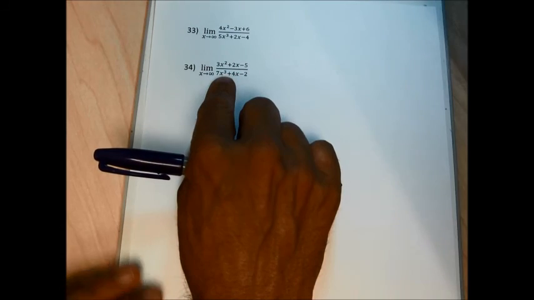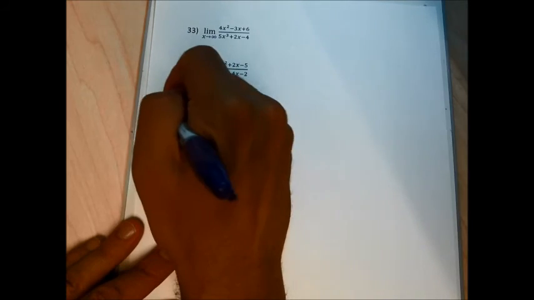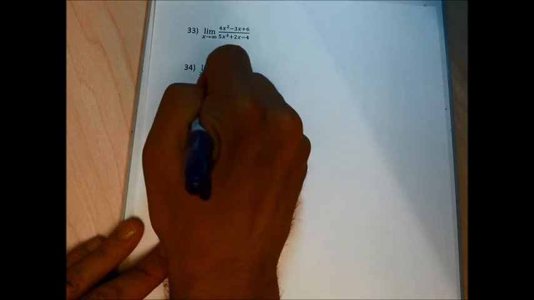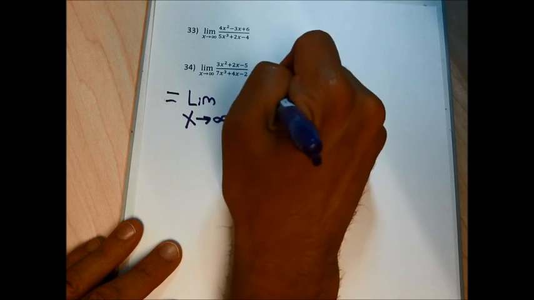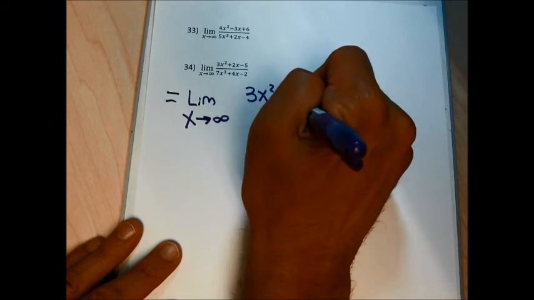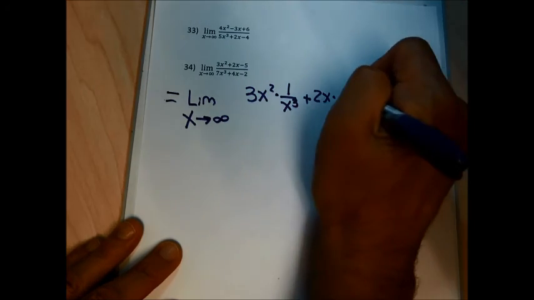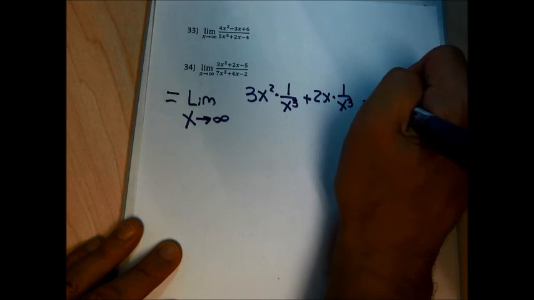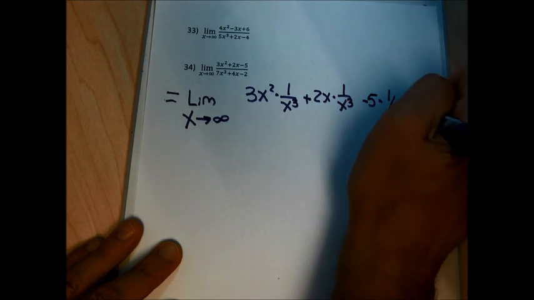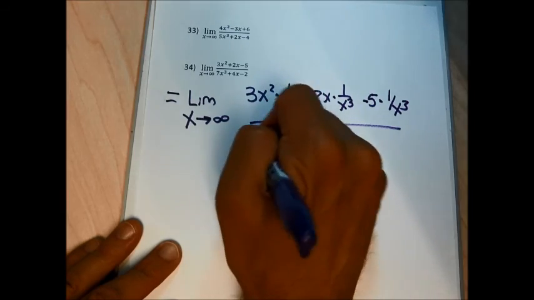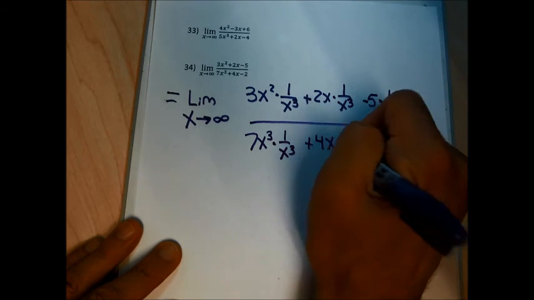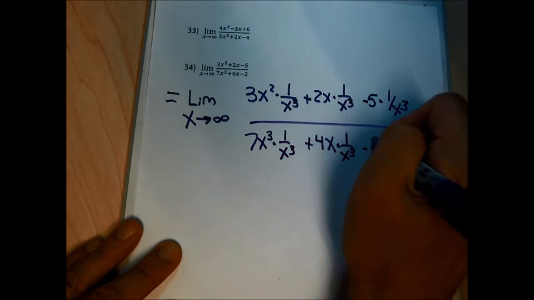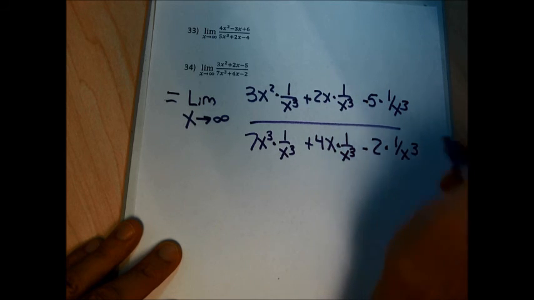So 34, the highest power of x that occurs is x cubed. I multiply everything by 1 over x cubed. So this is going to be the limit as x approaches infinity of 3x squared times 1 over x cubed plus 2x times 1 over x cubed minus 5 times 1 over x cubed, divided by 7x cubed times 1 over x cubed plus 4x times 1 over x cubed minus 2 times 1 over x cubed.